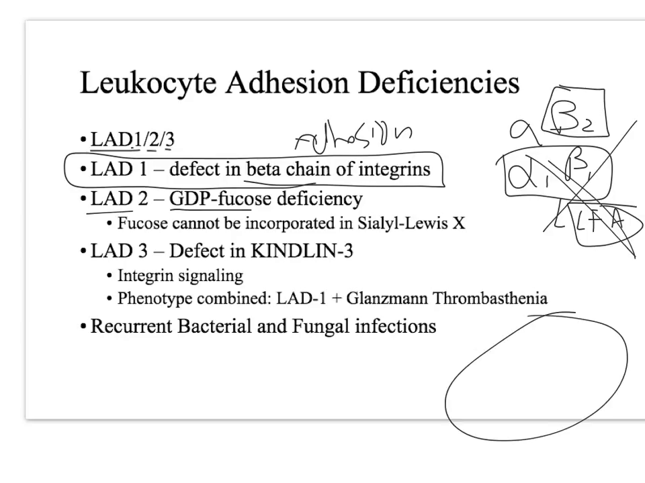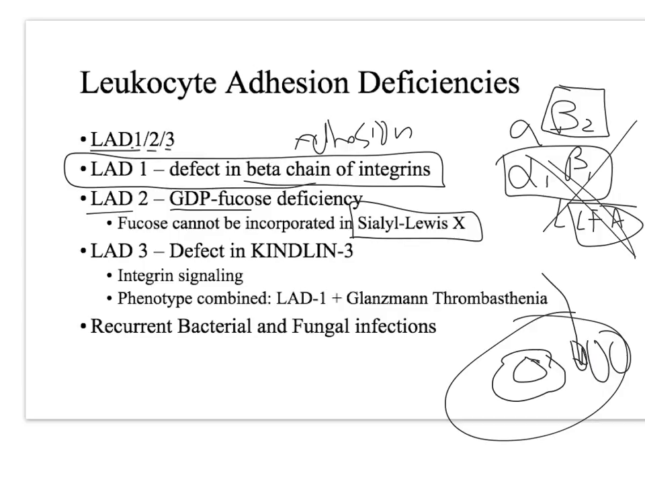So inside of the leukocyte, inside of the Golgi apparatus, so here's my nucleus, here's my ER, and then I have my Golgi apparatus. Inside of that Golgi apparatus, you have to import fucose, and fucose gets added to and incorporated in the sialyl Lewis X, and whenever it doesn't happen, you get defects in sialyl Lewis X, and with that, you have problems with rolling. So it's a defect in rolling.